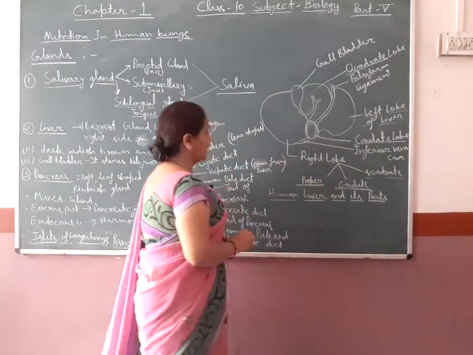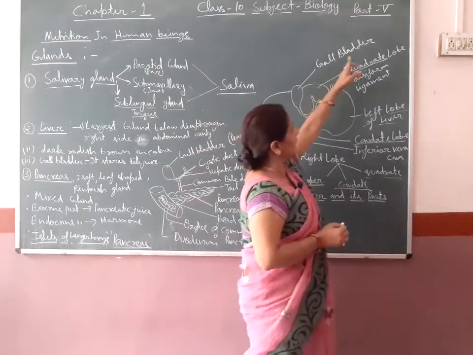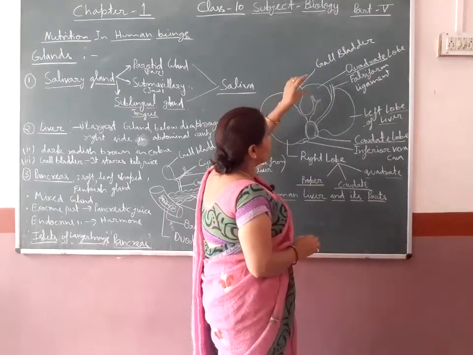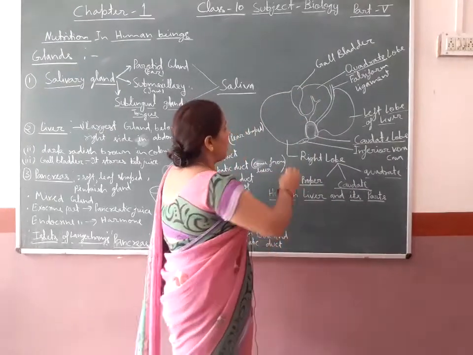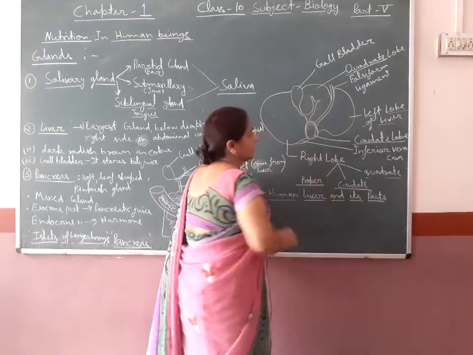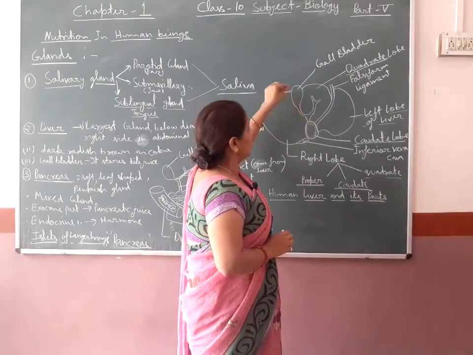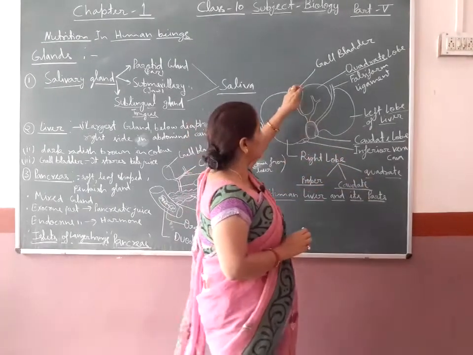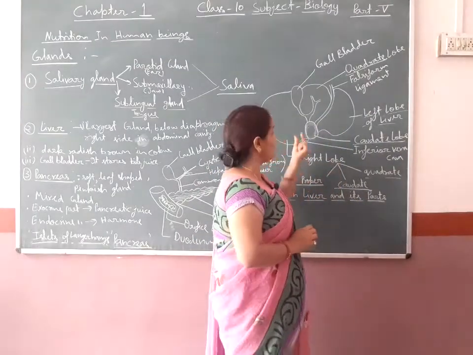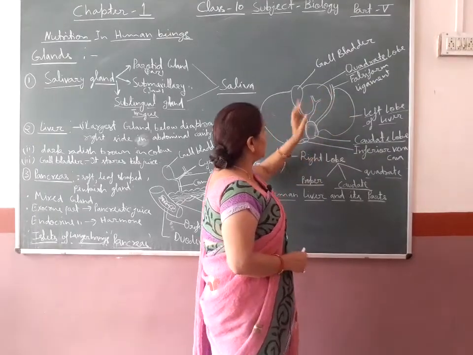Then in this liver you can see the gall bladder. It is a pear-shaped pouch which stores the bile, and this bile is secreted by the liver cells. In the liver cells the bile is formed and then secreted to the gallbladder, and the gallbladder stores the bile juice. This bile juice goes to the digestive organs and helps in the process of digestion.